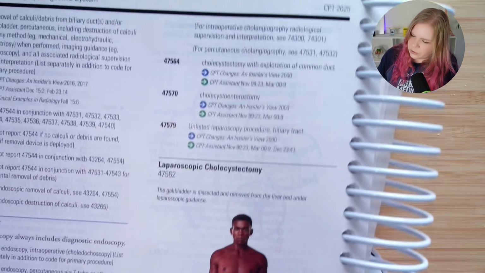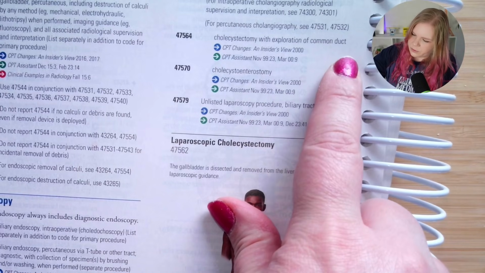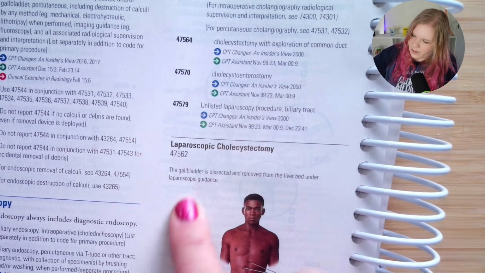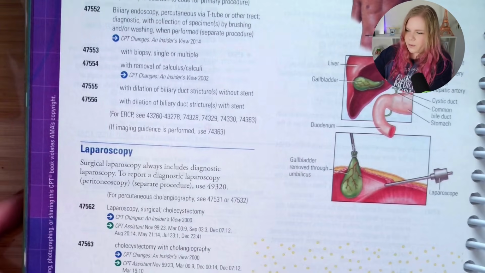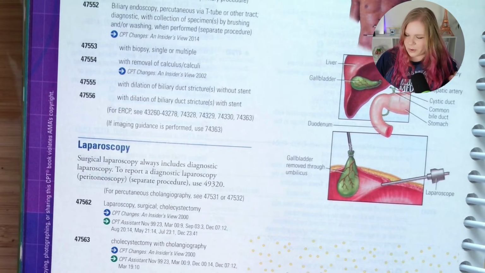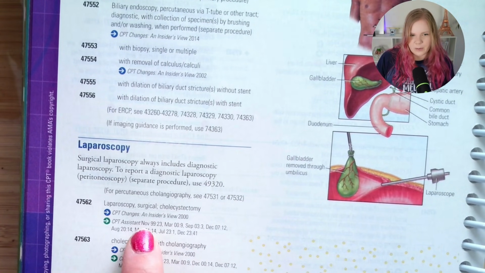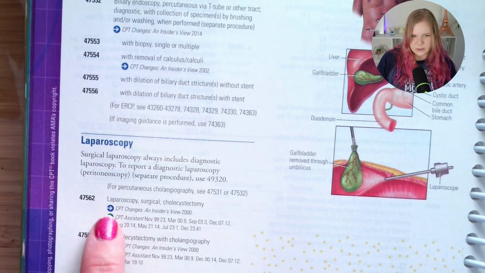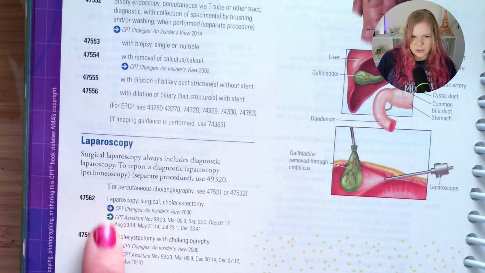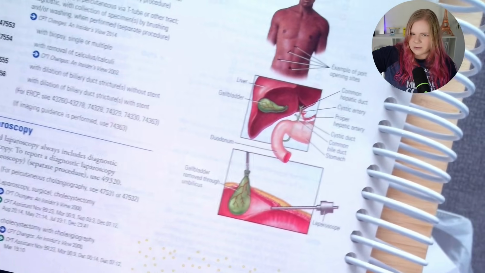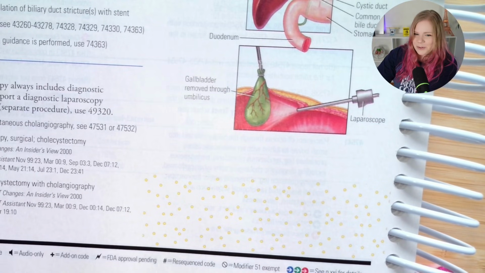Now, some of the other options are if we do a cholangiography with it, or if we do it with exploration of the common duct. And that's not what we did. We did the pretty straightforward cholecystectomy. That's going to be what the majority of cholecystectomies you'll probably see these days are, the laparoscopic cholecystectomy. So that code is going to be our 47562.